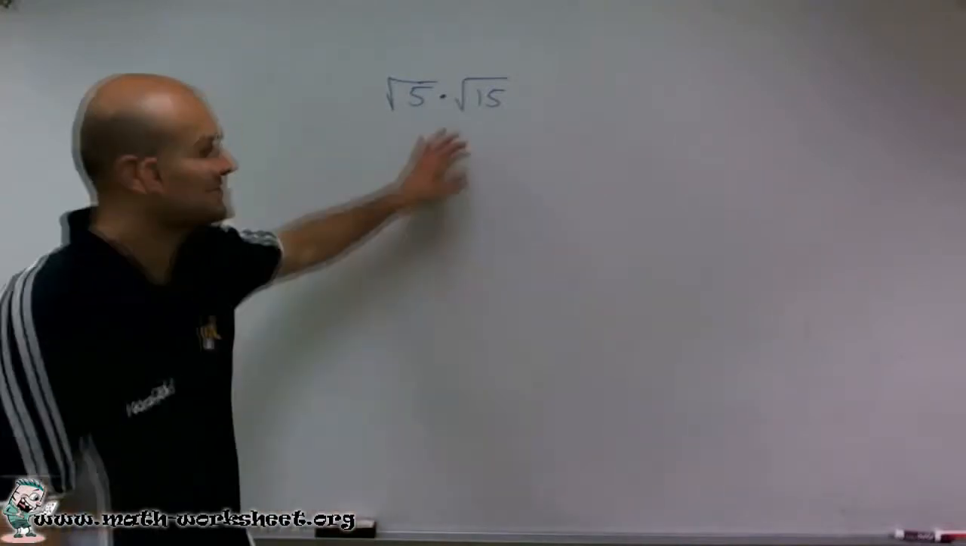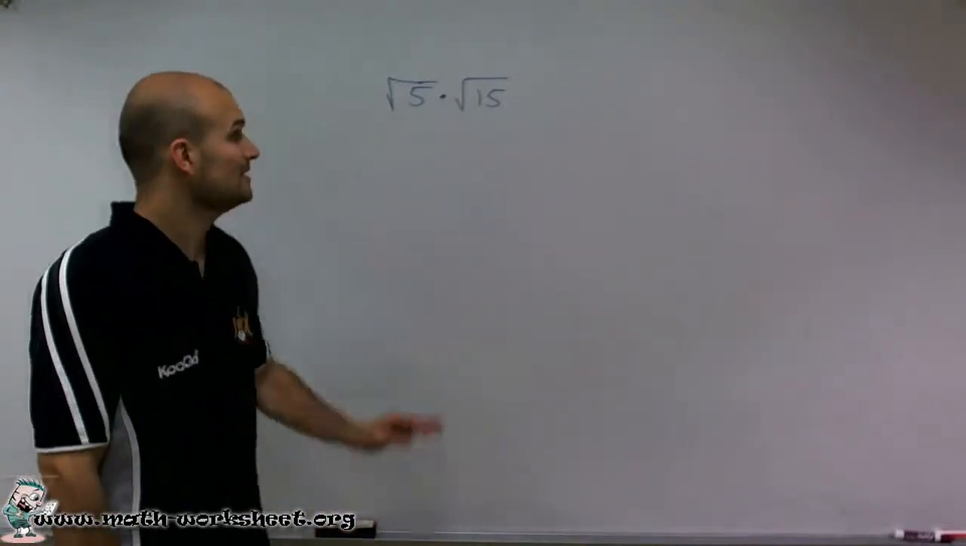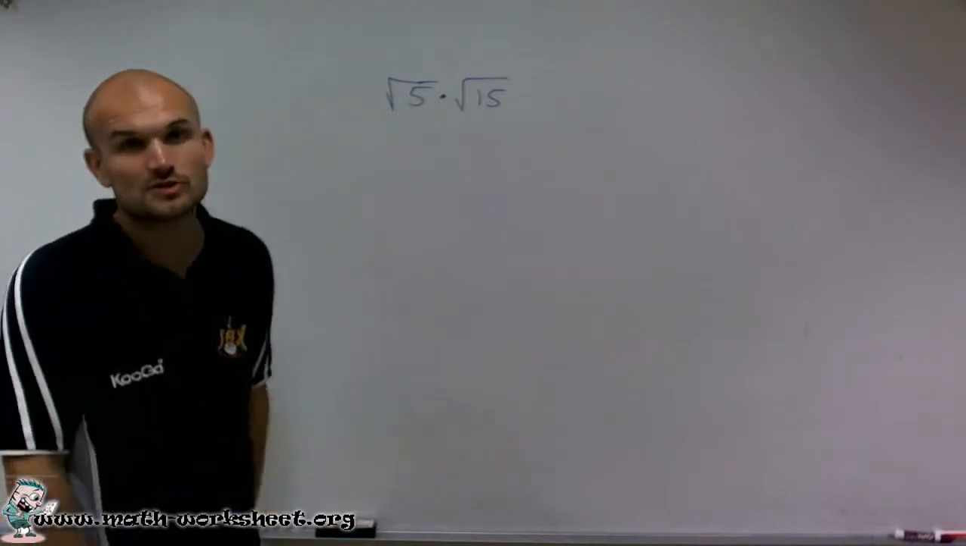Welcome. What I want to do today is show you how to multiply a radical number times a radical. So what we have is the square root of 5 times the square root of 15.